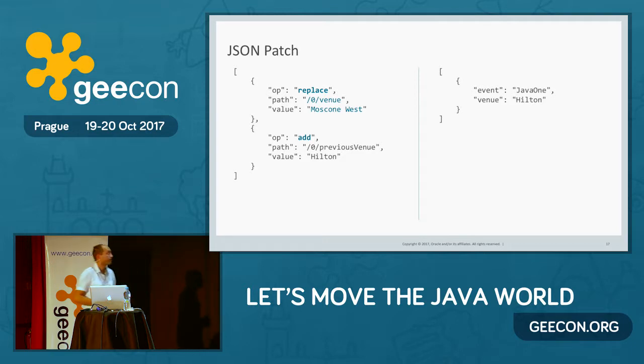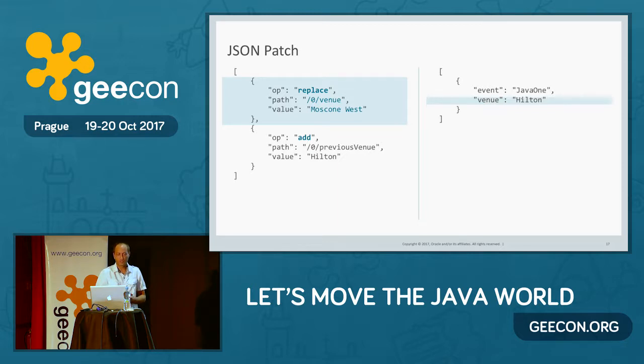So for example, here on the left side, we have some JSON patch, and on the right side, we have a document which we want to update or patch. The patch defines two operations, replace and add. So let's see what happens with the first one. It says operation replace on path 0 venue. So the first object in the target document, its attribute venue, should be updated to Moscone West. So in the end, it will be updated to Moscone West.